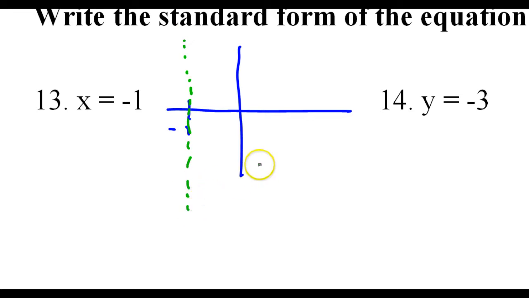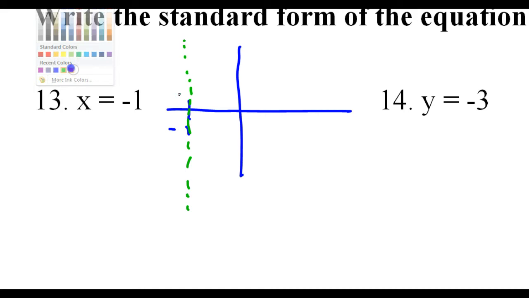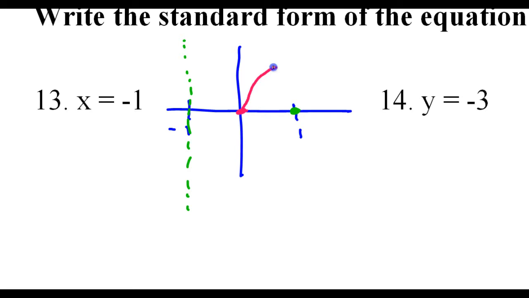Alright, so that's my directrix. If that's my directrix, and of course here's my vertex, my focus is going to be an equal distance on the other side. So this is -1, this will be +1. That's where my focus will be. So here's my focus, which means my parabola will be wrapped around in this direction. Alright, it's going to the right.